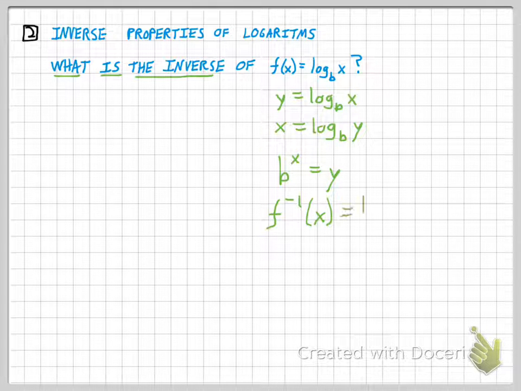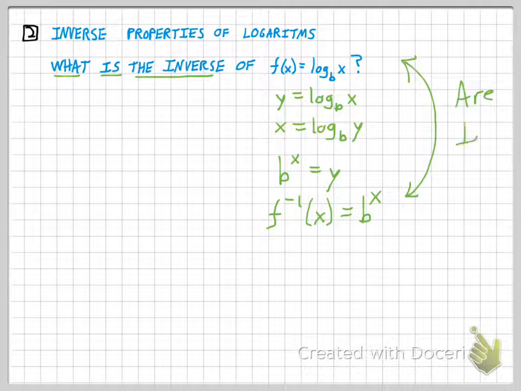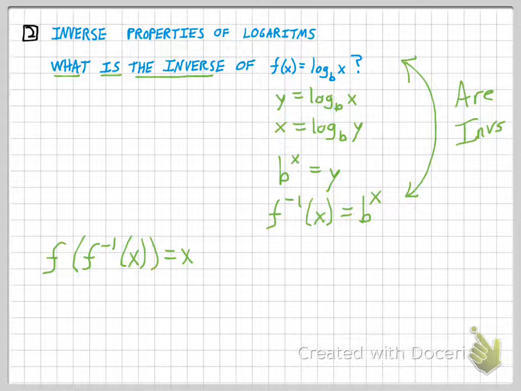This is actually a really interesting result and something very important to remember: logarithms of base b and exponents of base b are inverses. Also important to remember is that if you compose a function with its inverse, you get x. So whenever you see a logarithm and an exponent with base b and you compose them, they're going to basically undo each other and get you back to what you started with.